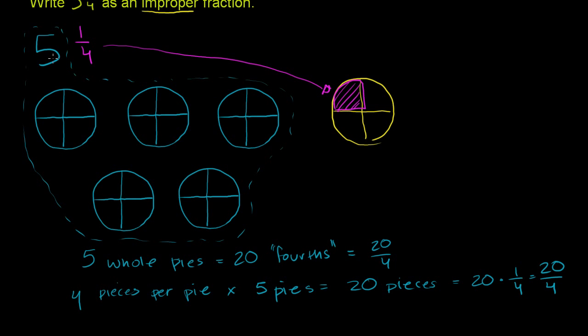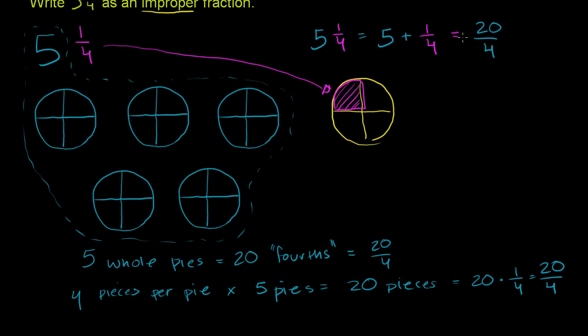Now, if we write 5 and 1/4, we just saw that the 5 right here is 20 fourths. So let me write it like this: 5 and 1/4 can be rewritten as 5 plus 1/4, which is the same thing as, we just saw that 5 whole pies is the same thing as 20 fourths. And to see that these are the same thing, you literally just divide 4 into 20. You get 5, and nothing is left over. So 5 is the same thing as 20 fourths.